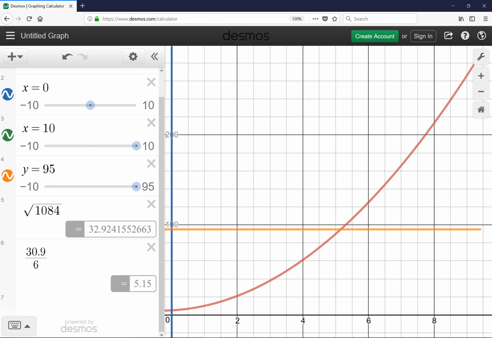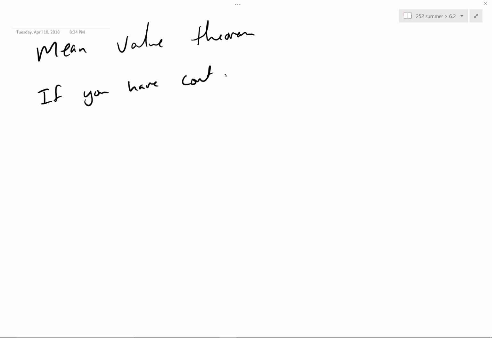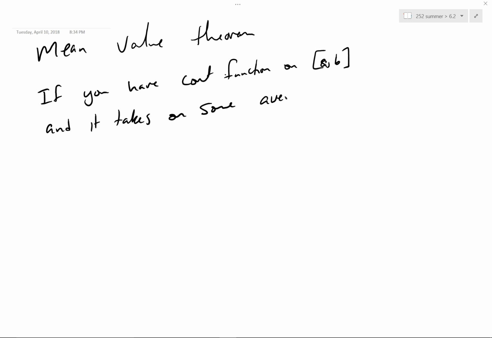Okay? So we were interested in the interval from 0 to 10. Where does it take on that average value? What you just found right there is what is referred to often as the mean value theorem. And in essence, in lay people's terms, it is simply this: if you have a continuous function on A to B, by the way, can it be discontinuous everywhere else? Sure, but on A to B it must be continuous. And it takes on some average value on that interval.